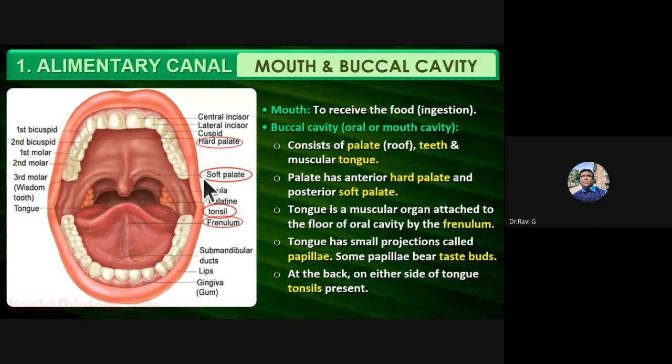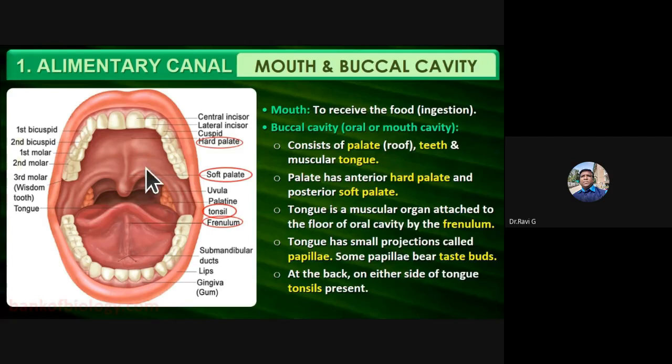So the buccal cavity consists of a hard palate, which we also call the roof. Then it also consists of teeth and a muscular tongue. The palate has an anterior portion, which is the hard palate, and a posterior portion, which is the soft palate.